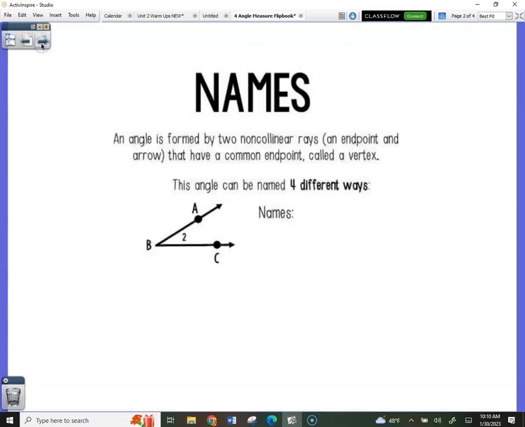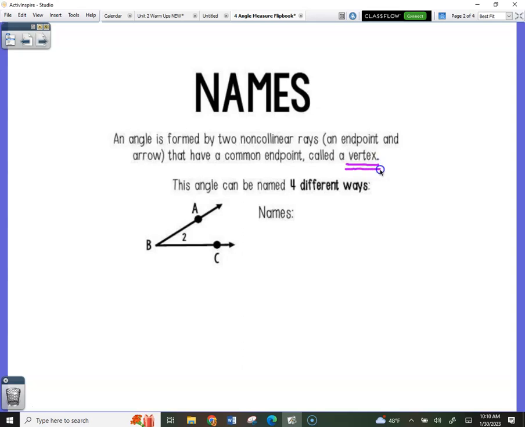We're going to flip to the first one where it says names. So you're going to take the title flap and gently, so it won't rip off, crease it and open it up. All right, what is an angle? An angle is formed by two non-collinear rays that have a common endpoint called the vertex.